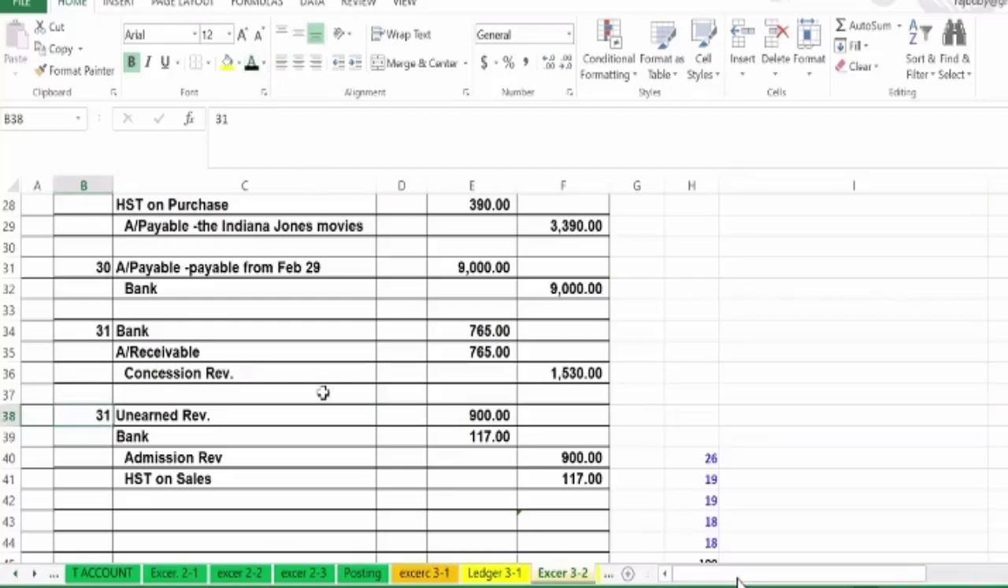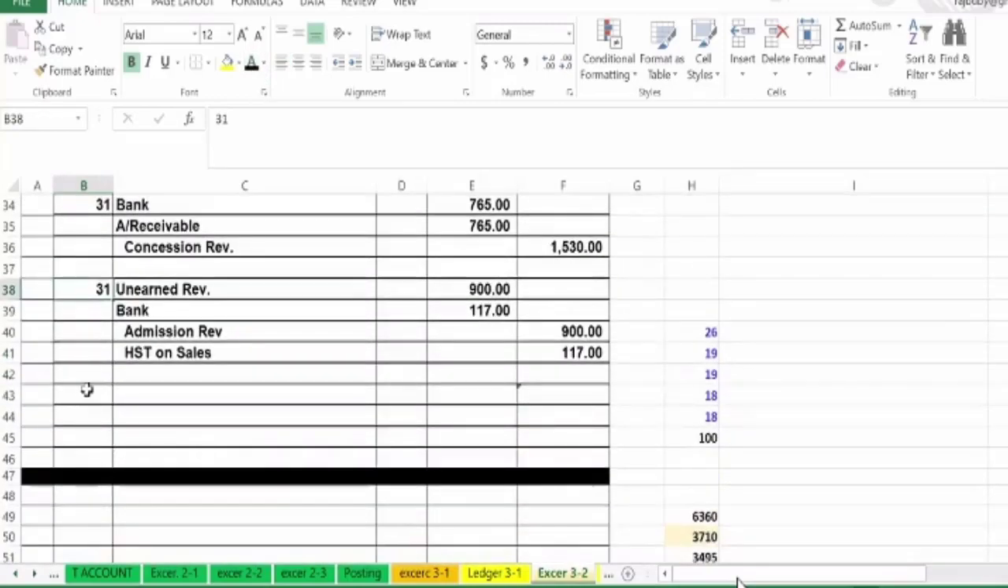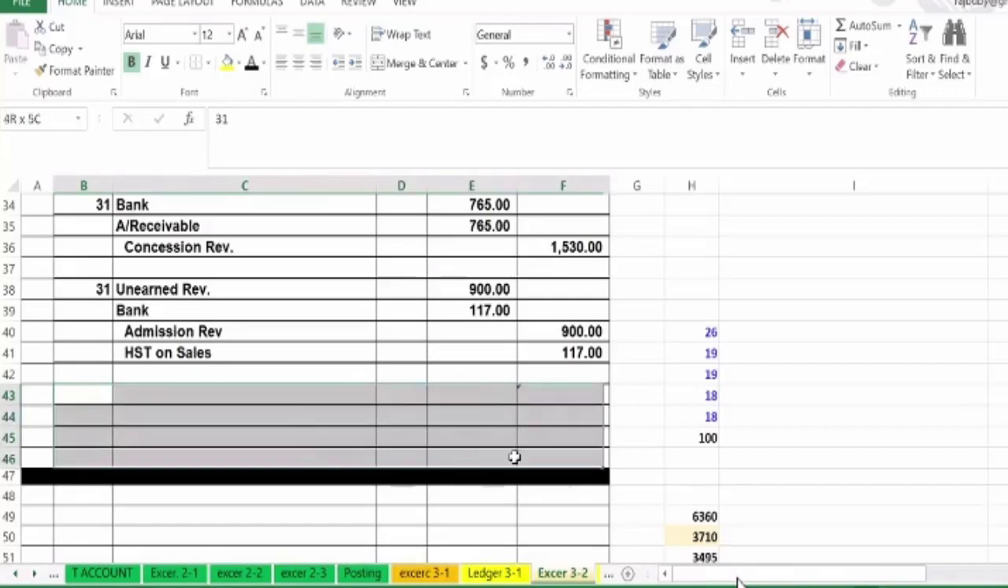So finally, March 31st. Sorry about the confusion. March 31st, paid 1,250 mortgage payment and $475 of interest. So we will debit the mortgage payment. We'll debit the interest expense account. And then we'll credit our bank for the total amount.